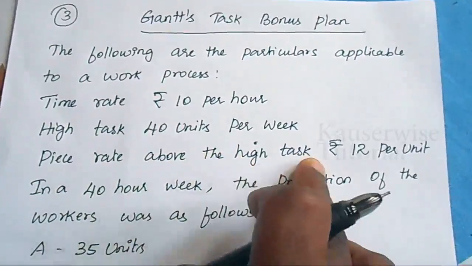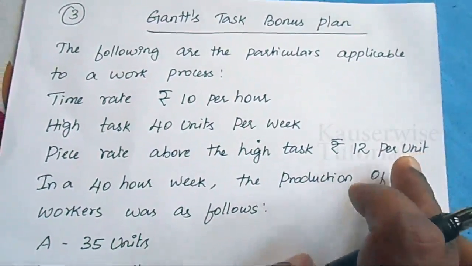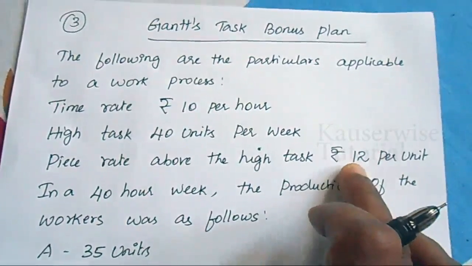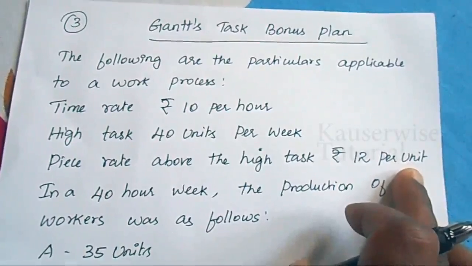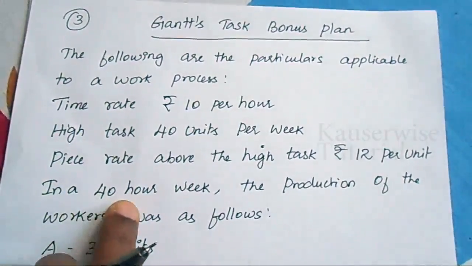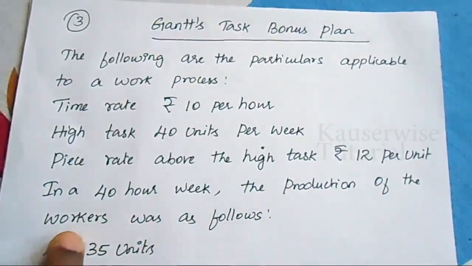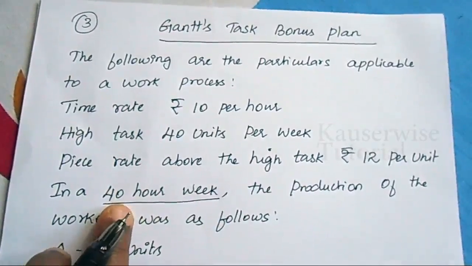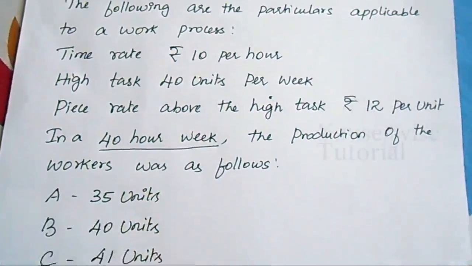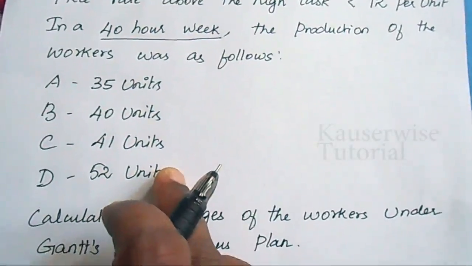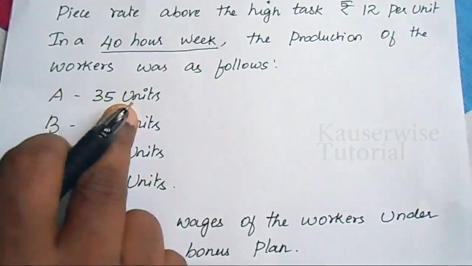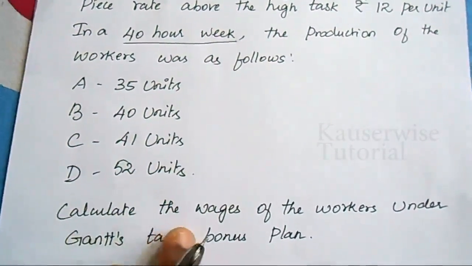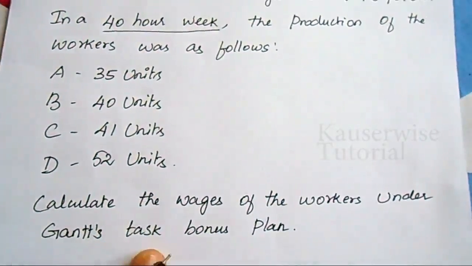Piece rate above the high task 12 rupees per unit. If the employee's level of performance is above that, that person will be entitled to get 12 rupees per unit produced. In a 40 hours week, the production of the workers was as follows. Each employee worked for 40 hours, and their final output for the week is given: A 35 units, B 40 units, C 41 units, D 52 units. Calculate the wages of the workers under Gantt task bonus plan.